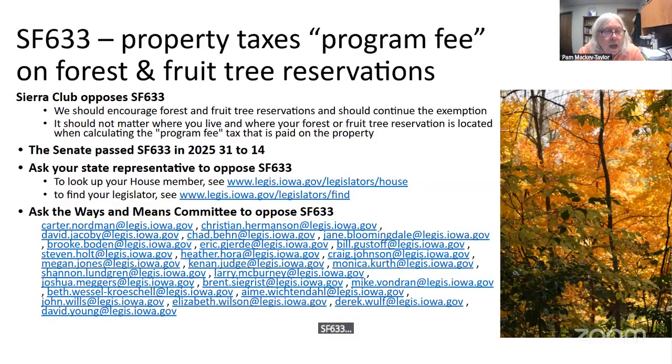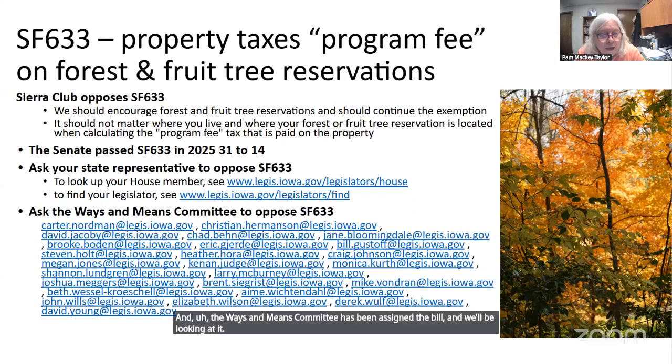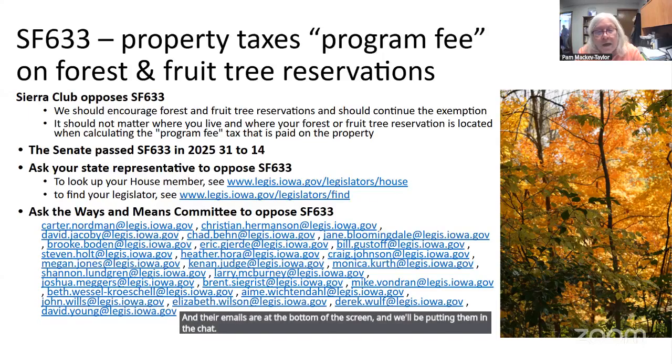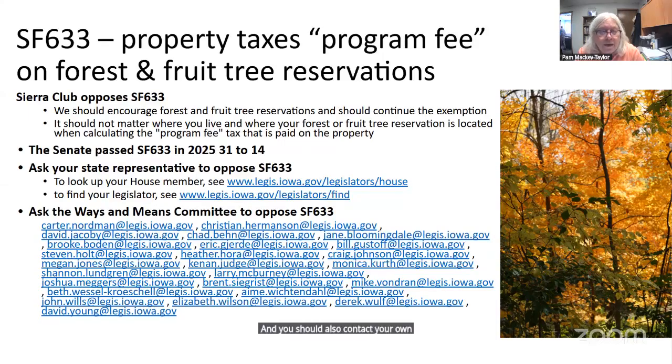SF633 passed through the Senate in 2025, and the vote was 31-14. It's now started to move its way through the House, and the Ways and Means Committee has been assigned the bill and will be looking at it. And their emails are at the bottom of the screen, and we'll be putting them in the chat. And you should also contact your own legislator to make sure that they oppose the bill.